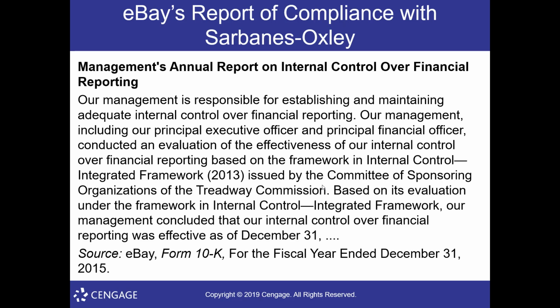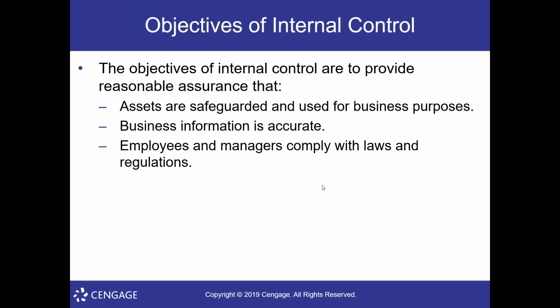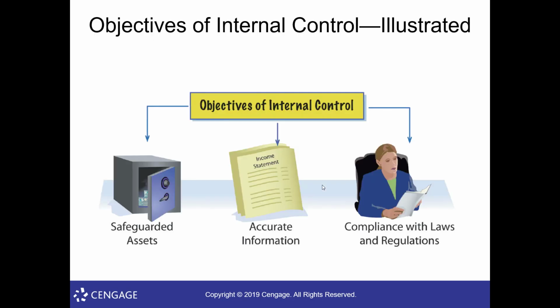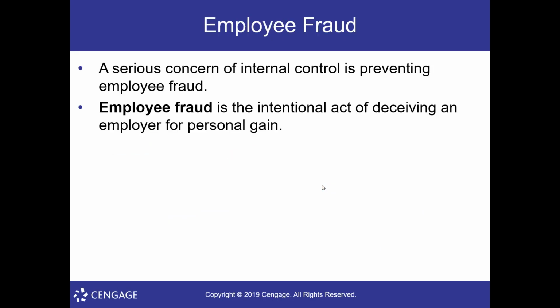So they go on and they talk about eBay's internal controls. The objective of the internal control is to provide reasonable assurance that assets are safeguarded and used for business purposes, that the business information is accurate, and that employees and managers comply with laws and regulations. So, like we said, compliance, accuracy, and safeguarding assets.